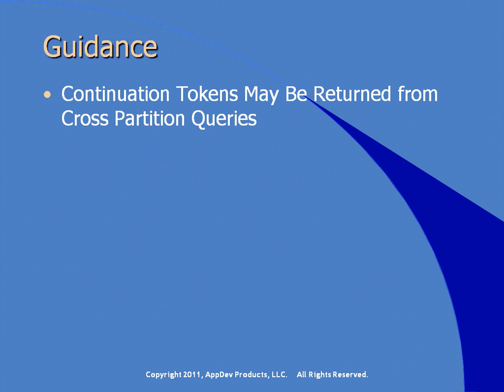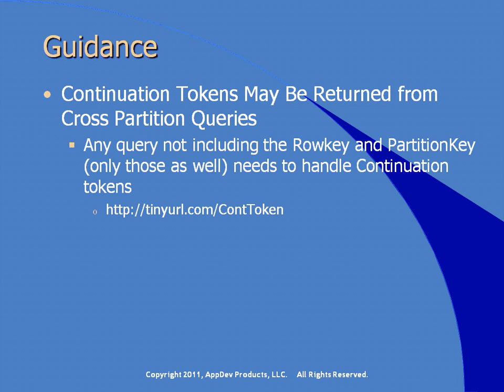We talked about continuation tokens, and just as an FYI, continuation tokens may be returned from cross-partition queries. For example, if you're running a query and it has to cross-partitions, depending on what Windows Azure determines as the time it takes to return that data, it may give you a continuation token back. However, if you have a query that does not include the row key and partition key, Windows Azure will determine the length of the query and may hand you back a continuation token.